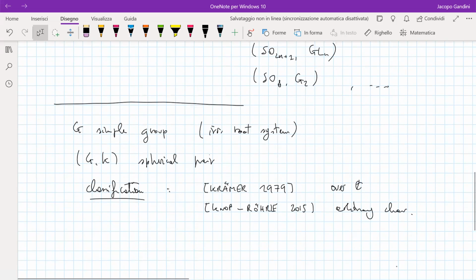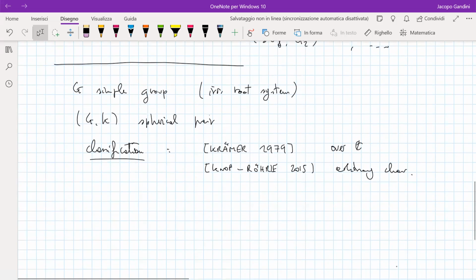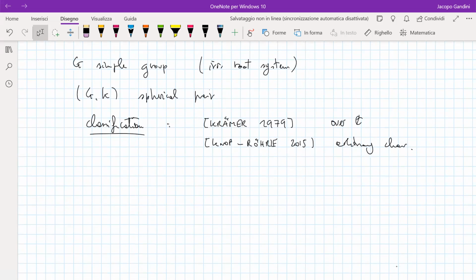Okay, so actually, I should mention that there is a notion of spherical pair which is way more general than what I said. And there is a classification of spherical subgroups in much bigger generality, but we're interested in this case. So I will stick to this. Okay, so what is the problem?